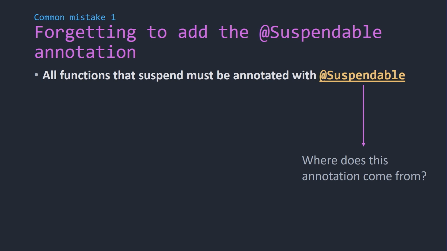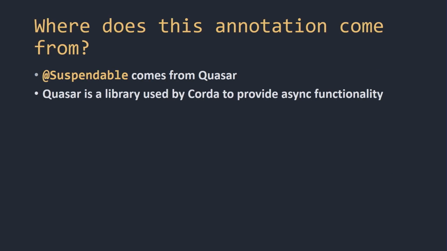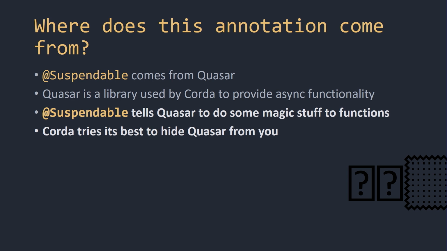Firstly, where does the Suspendable annotation actually come from? And secondly, when does a flow suspend? The annotation comes from Quasar. Quasar is a library that we use inside of Corda to provide async functionality while allowing you to continue writing seemingly synchronous code. Quasar does some magic stuff to your functions. As much as I would like to tell you more than that, from your perspective as CorDapp developers, you don't actually need to know any more than that.